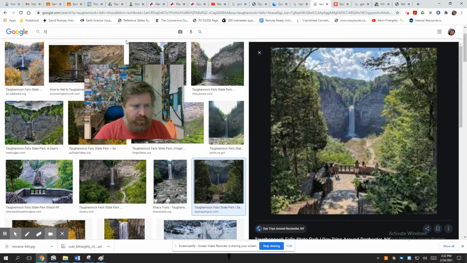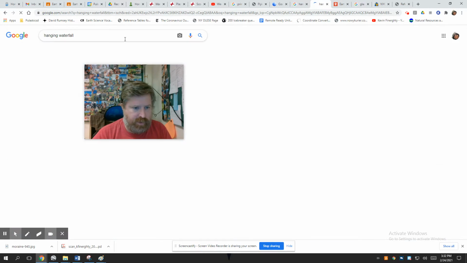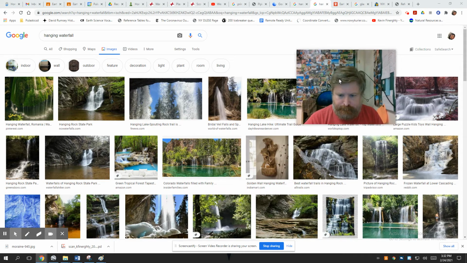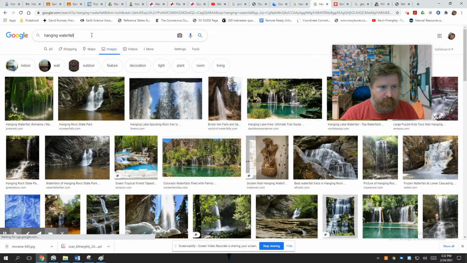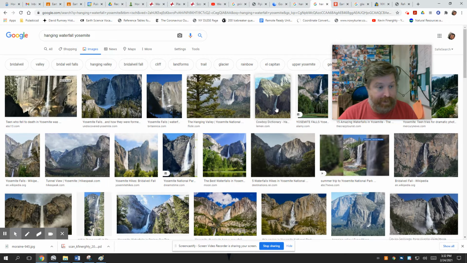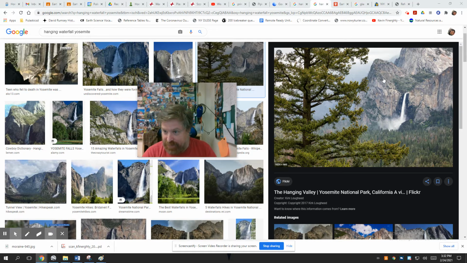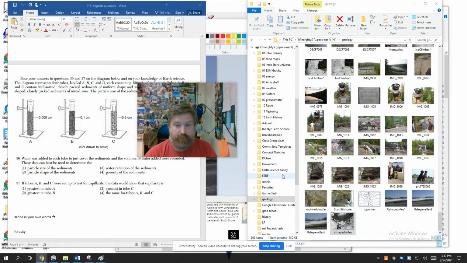Yosemite's another famous one. Hanging waterfall. I bet you Yosemite comes up. Yeah, look at that. I've never made it out here, but as much as I love the Finger Lakes, this might be a few steps higher on the old impressive scale. But same deal, V-shaped river valley. Then the glacier came perpendicular to that and left this V-shaped valley hanging above the new valley floor.